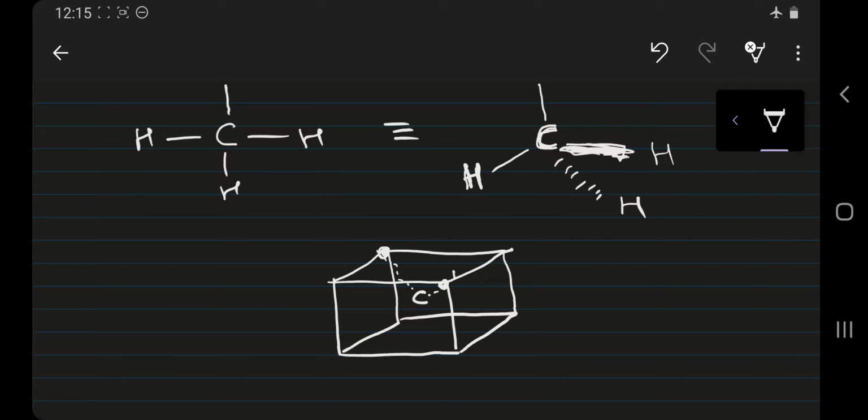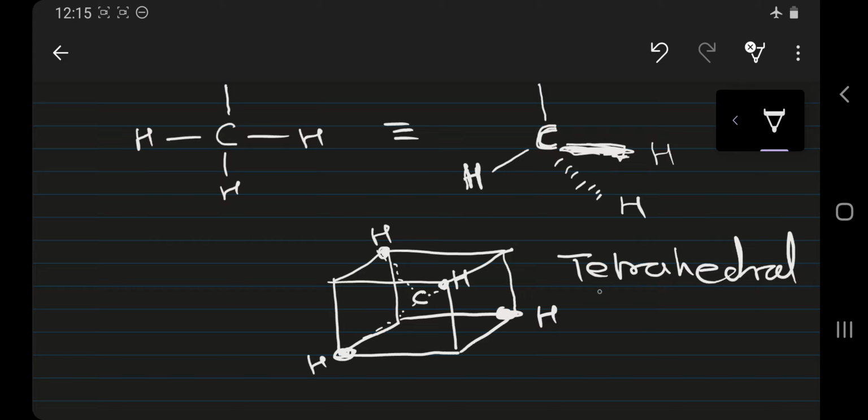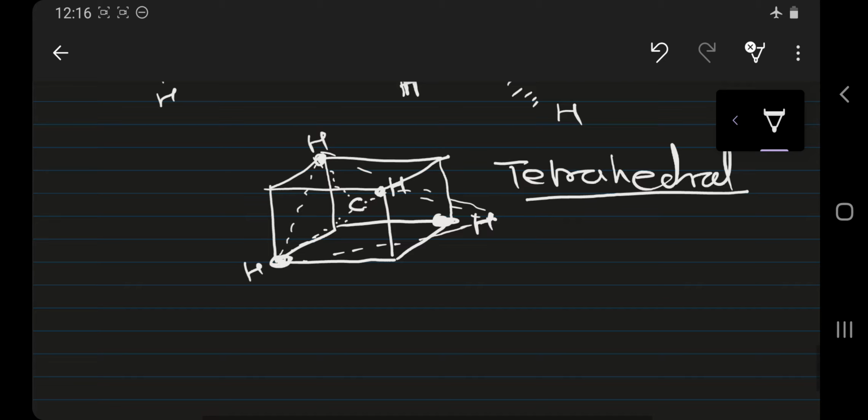These two corners will each carry hydrogen, and these two corners will each carry hydrogen. If you take a combined look at this, you will realize that carbon is in a tetrahedral fashion. Now what is this tetrahedron? If you try to draw or connect each of these hydrogens, you will end up with this structure that is called a tetrahedron.